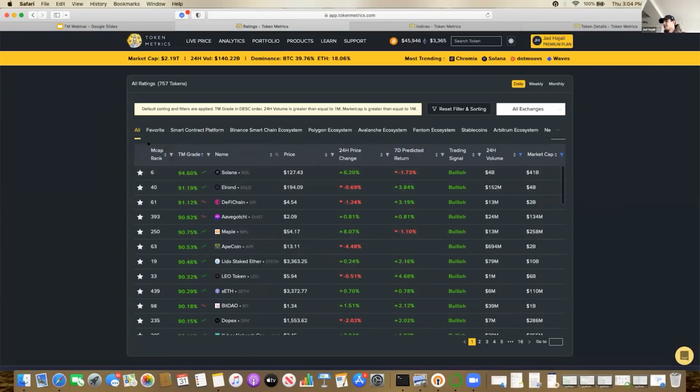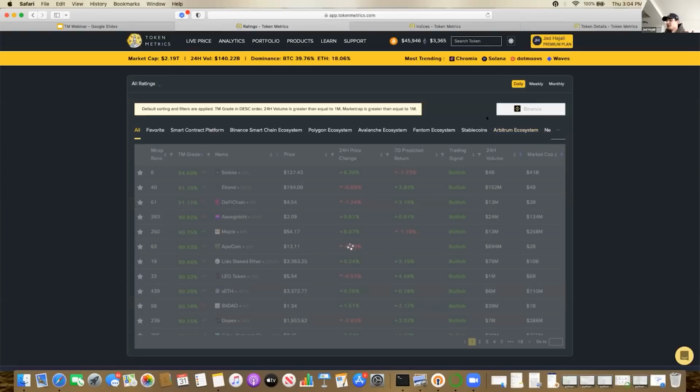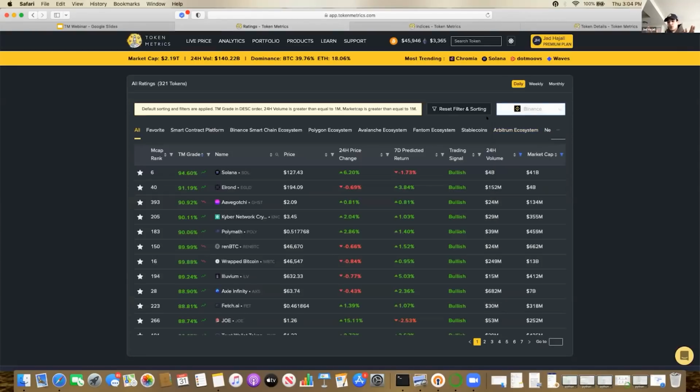Yeah, and a nice feature we also have is that since not everyone has access to all the different exchanges, you can filter by exchange. For example, if I am a crypto trader and I only have an account on Binance, I can click here and filter out all of our tokens based on TM grade that only trade on Binance. So in that case, I will have all the coins that are ranked for Binance. So I can start trading on Binance based on the TM grade.